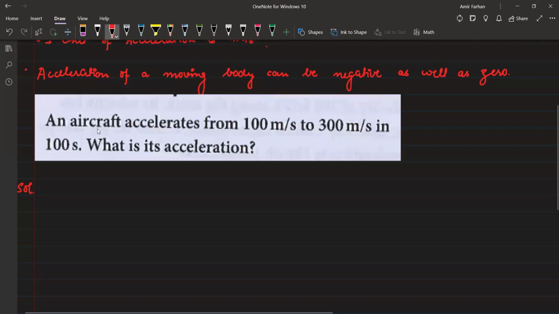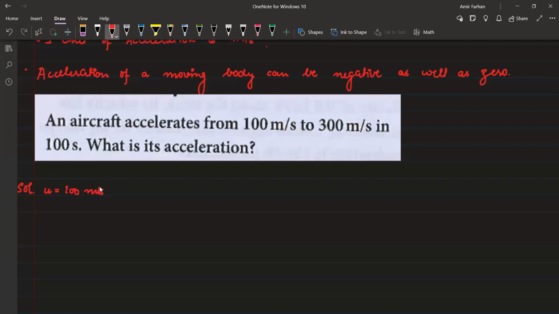So the airplane has the initial velocity of what, Ayaan? What is the initial velocity of the aeroplane? It was 100 meters per second. So initial means the speed with which the object has started the motion. So we have observed that the object was moving with 100 meters per second.